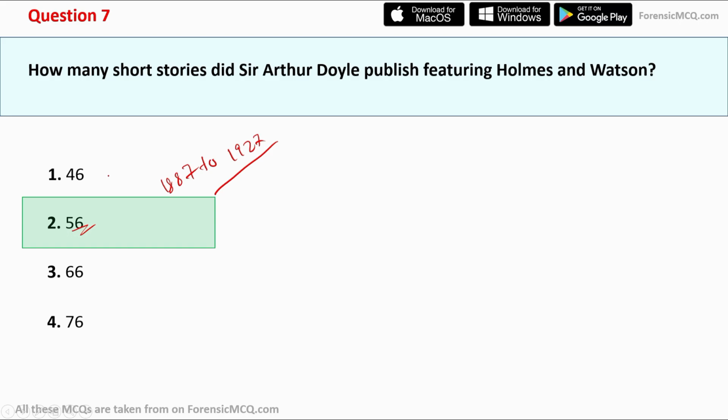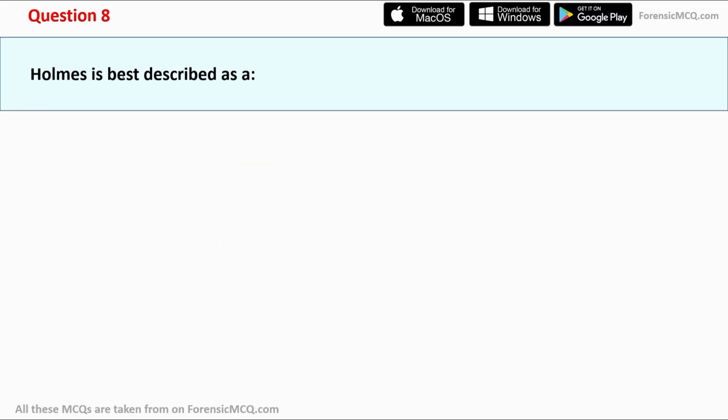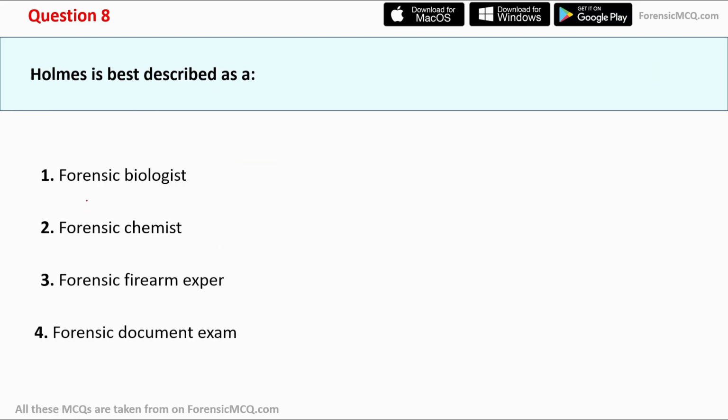Now let's move to question number 8. Holmes is best described as: the options are forensic biologist, forensic chemist, forensic fire expert, and forensic document examiner. Holmes is described as a forensic chemist because in his novels he majorly talks about chemical reagents and does some experiments with them. So let's check the explanation part.